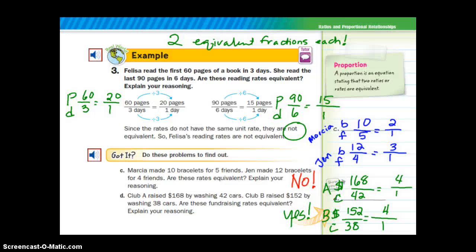Alright, in the case of the bracelet, Marcia makes 2 bracelets per friend, and Jen makes 3 bracelets per friend. So the answer to that is definitely no. And then with the clubs raising money to wash cars, we have $4 per car for Club A, and $4 again for Club B. In that case, the answer is yes. Didn't I tell you that these are easy? Let's go to the next problem.